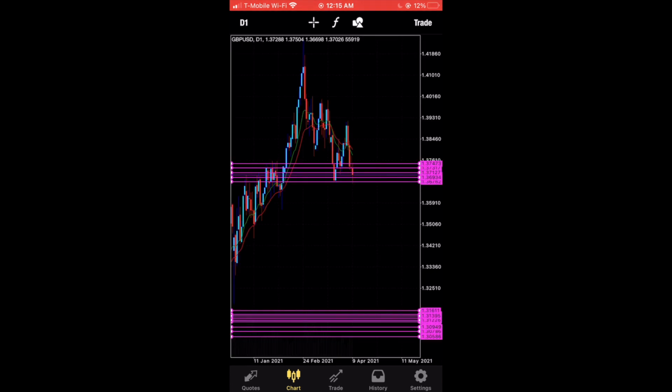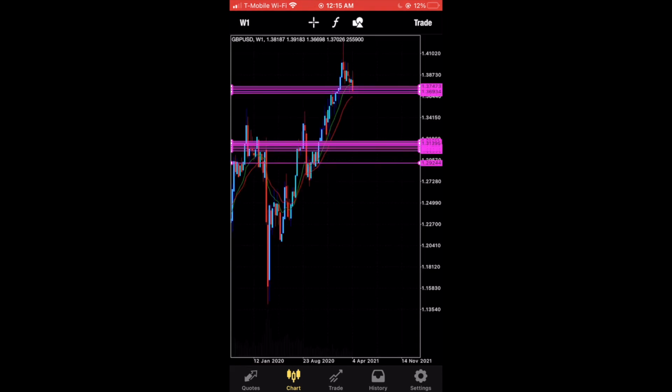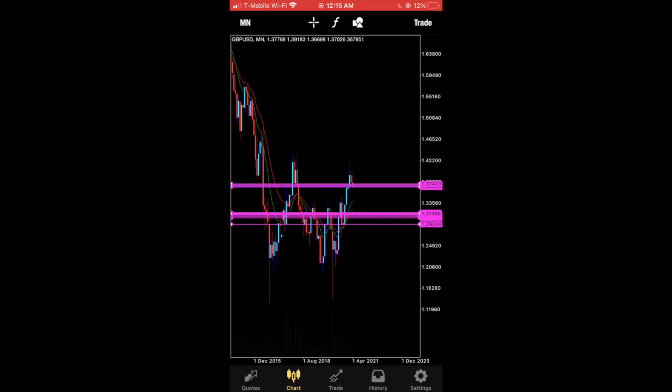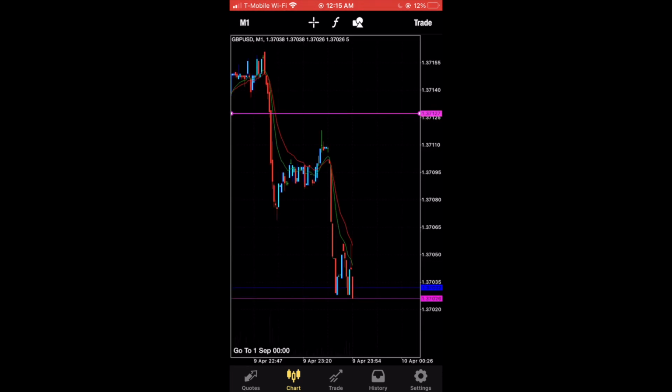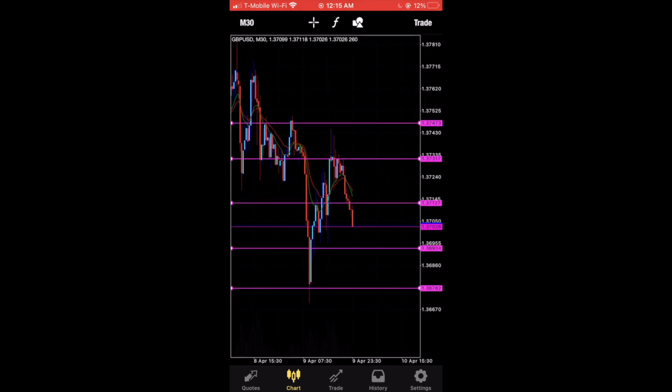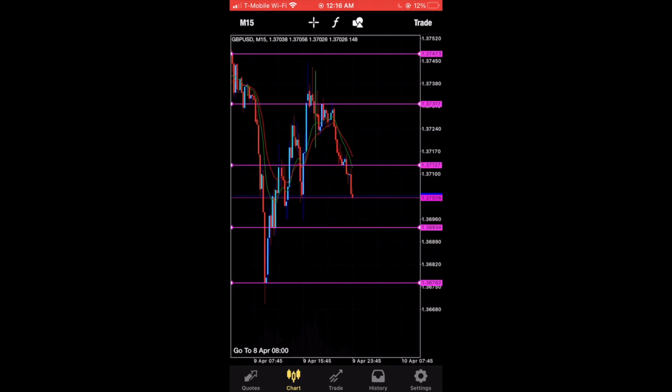Now I'm showing you guys what it looks like on the day chart, the weekend chart, the month chart, etc., just so you can get an idea of how your lines will differ. But I normally trade based off of my 15-minute chart because it gives me more time and it gives me what I need to do.